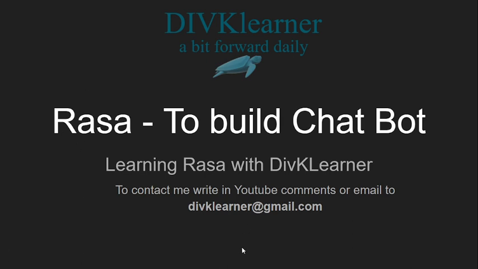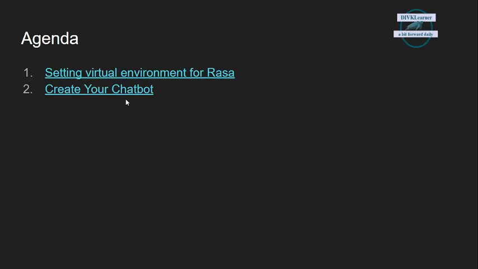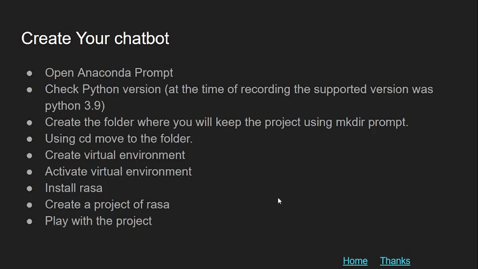So we are talking about creating a chatbot. So these are the steps that we'll be following. How to create a chatbot: open Anaconda prompt, check Python version. At the time of recording, the supported version was Python 3.9. So Rasa supports version 3.9.